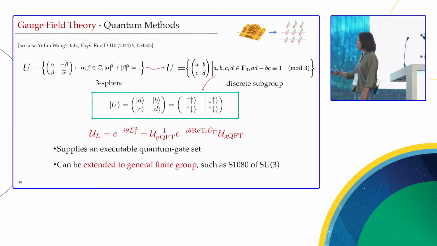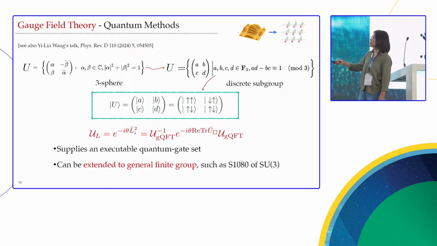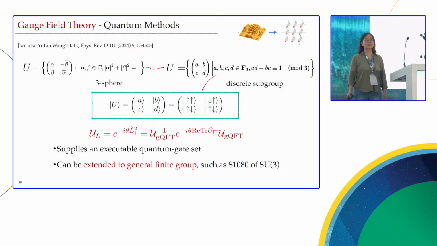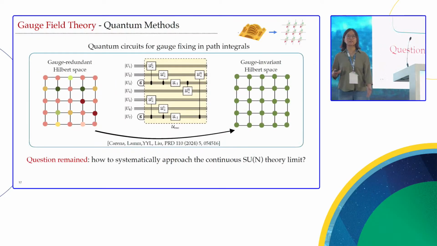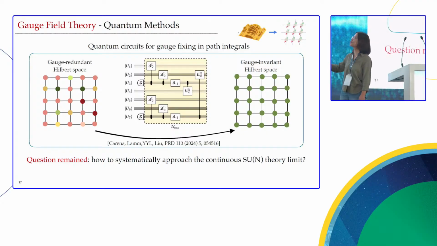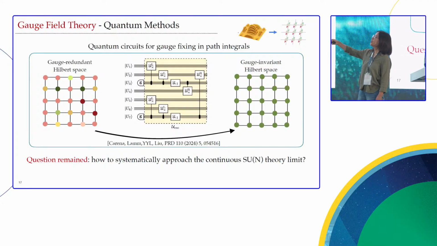It's an unanswered question yet. However, this method could be extended to general finite groups, such as the largest one of SU3 gauge theories. And also, based on this, we have worked out this gauge fixing circuit. This is a non-trivial ingredient to achieve these physical results.